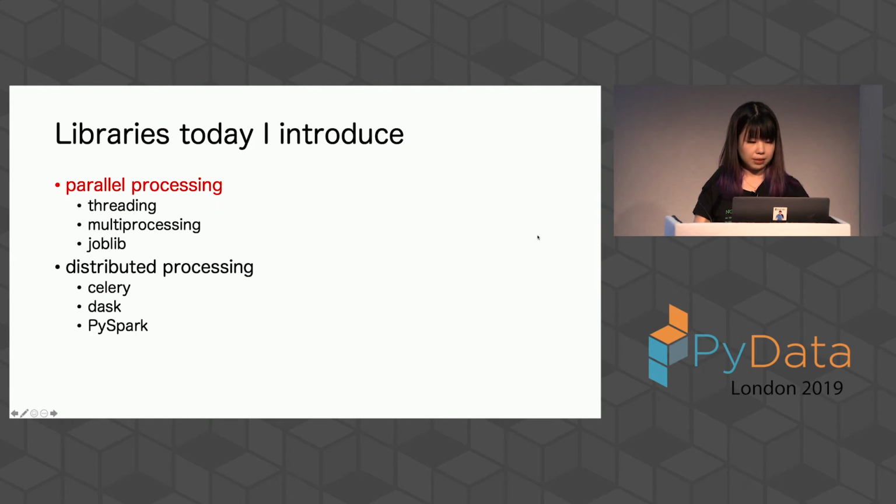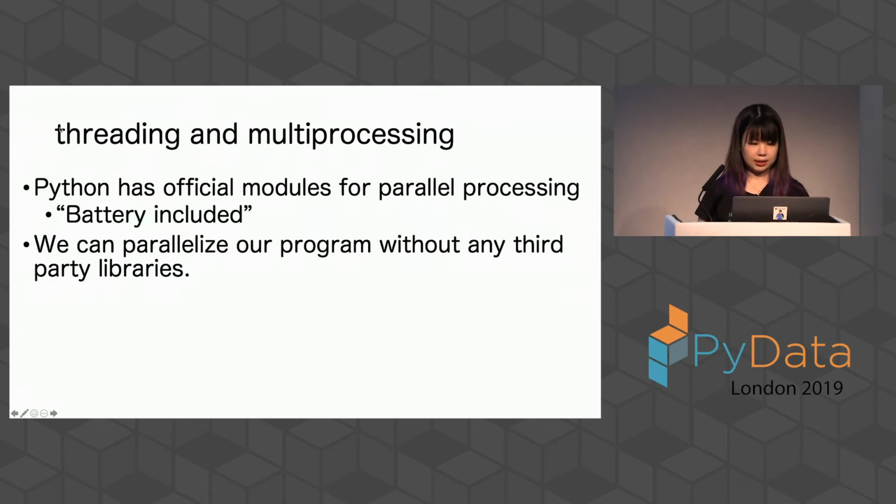First, I introduce parallel processing libraries. The first is threading and multiprocessing. Python has official modules for parallel processing. Python is often said to be "batteries included." It means that Python itself can use various functions without third-party libraries. So we can use parallel processing without third-party libraries.